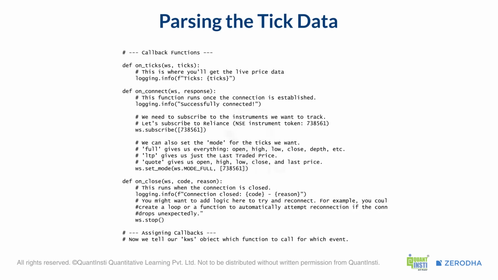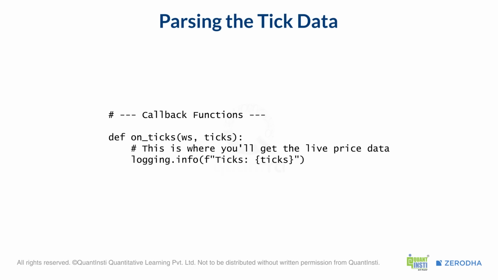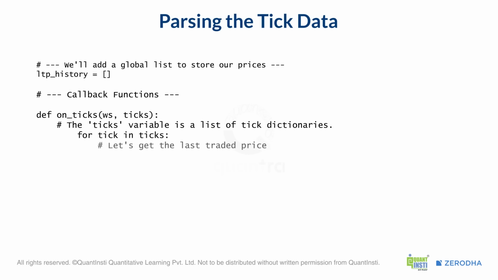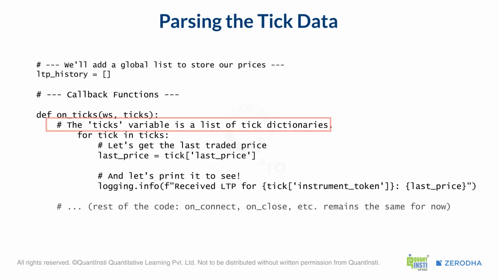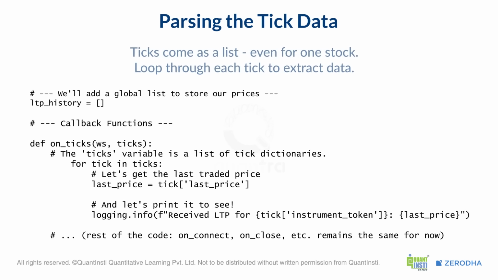Alright, here's the code we ended with last time. It connects and prints everything. The first change we need to make is right here, in the onTicks function. The ticks variable that Zerodha gives us is actually a list of ticks. Even if you're subscribed to just one stock, it comes in a list. So, our first step is to loop through it.